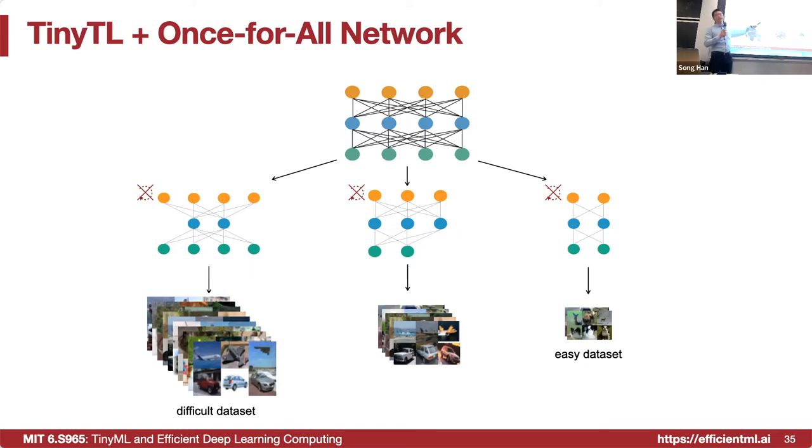Therefore we can use a larger subnet for a more complicated, more difficult data set with more images, and a smaller subnetwork for an easier data set with a smaller number of images. So we can customize the model to the task by training only once. This once-for-all technique can not only fit different hardware constraints, such as full battery and low battery scenarios, a new phone and an old phone, using a larger or smaller model, but also fit different tasks, challenging and easier, by sharing the model within the once-for-all network. In this way, we can create specialized models for different data sets.